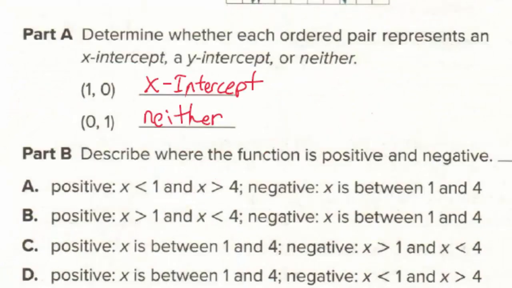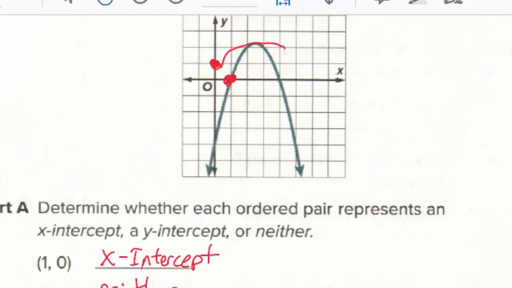For part B, describe where the function is positive and negative. Okay, so positive is up here on the graph, and it occurs when it's between this value, which appears to be a 1, and this value here, which appears to be a 4. So it's when the x values are bigger than 1, but smaller than 4.